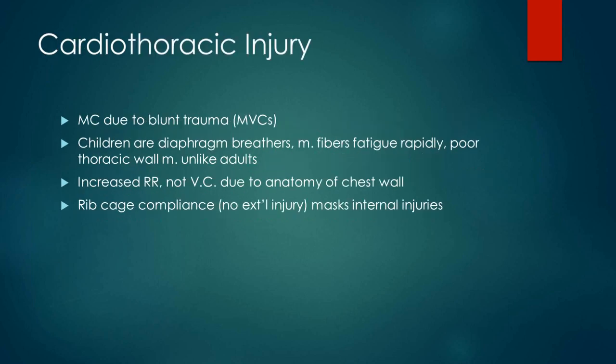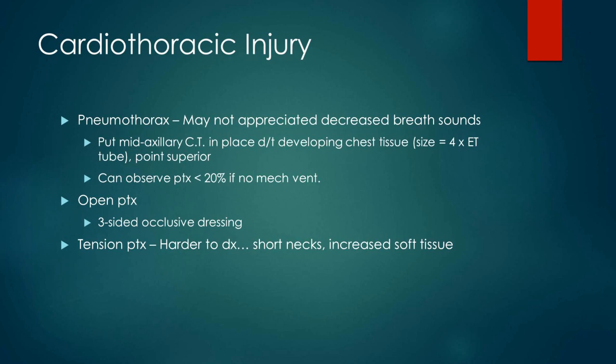Some pediatric cardiothoracic injuries are most commonly due to blunt trauma. Kids are diaphragm breathers. Muscle fibers fatigue rapidly. They have poor thoracic wall musculature, unlike adults, so they'll have an increased respiratory rate, not vital capacity, due to the anatomy of the chest wall. Their rib cage is compliant. They'll have no significant external injury, but it'll mask significant internal injuries. So again, pneumothorax may not be appreciated. You may not appreciate decreased breath sounds.